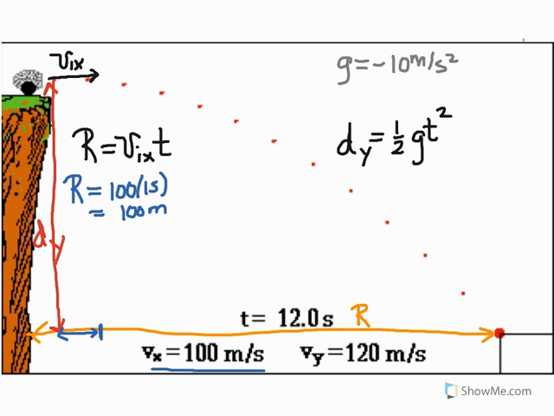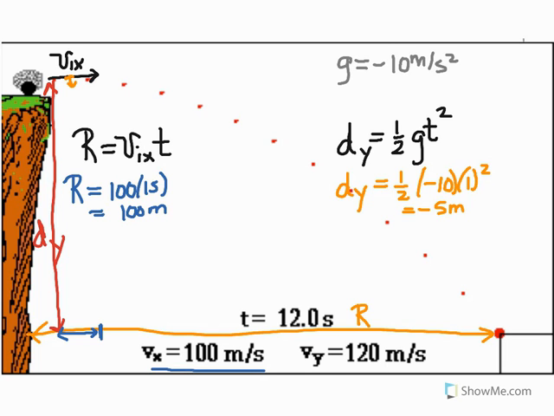Now let's take a look at the same thing over here, only now we'll look at the displacement in the y direction. We're going to use 1/2 times negative 10 times 1 squared, and that's going to be negative 5 meters. So after 1 second, it will fall a vertical displacement of 5 meters. It's negative because it's falling down.